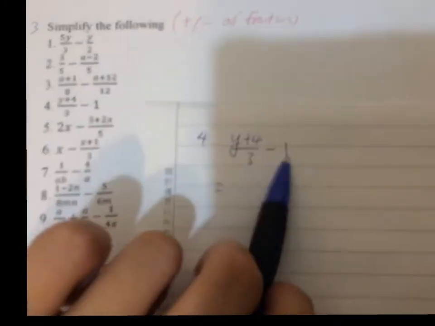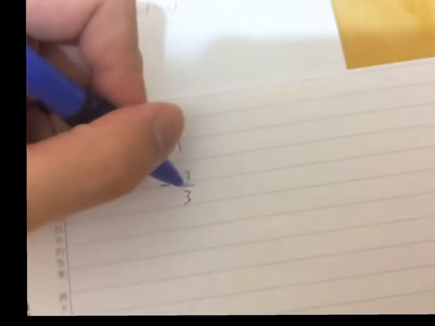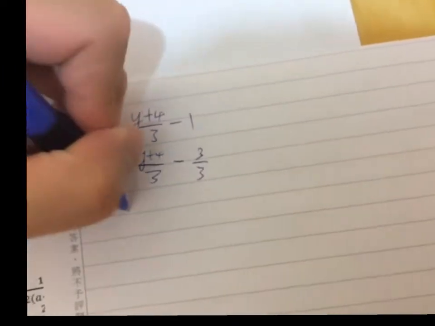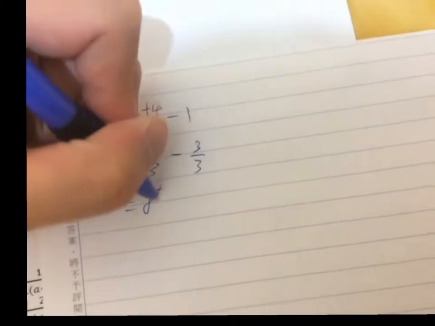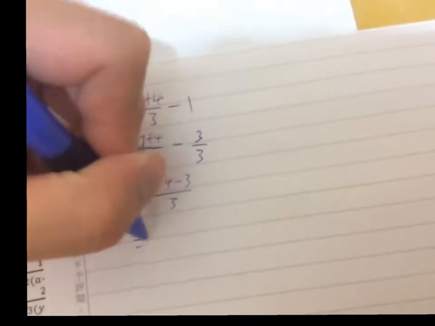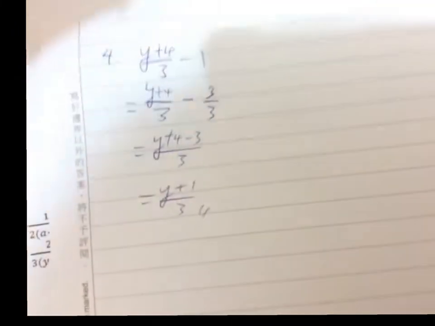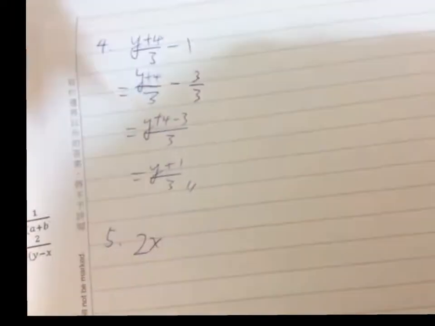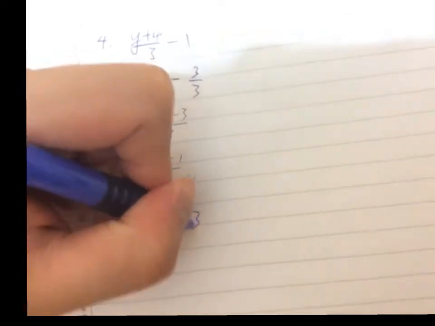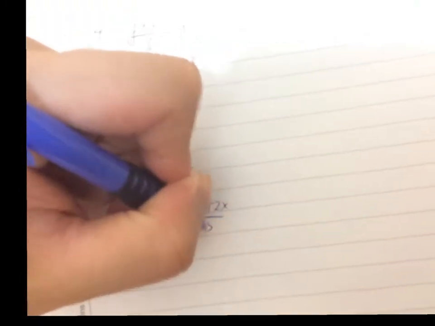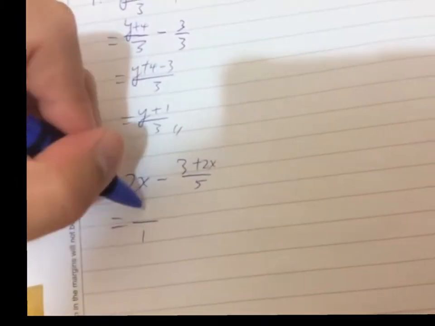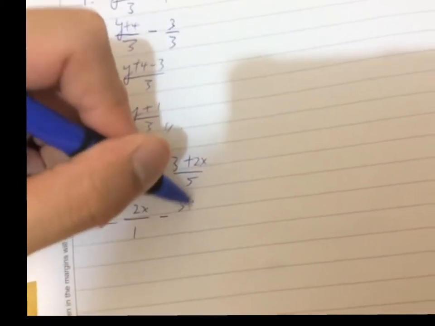This one is not a fraction, so you need to change it to a fraction first, 3 over 3. And then it will be the same denominator as the left, and then it will be y plus 4 minus 3 over 3, and it will be y plus 1 over 3. That's it. Number 5, 2x minus 3 plus 2x over 5. This is just a numerator. It's actually something like this.